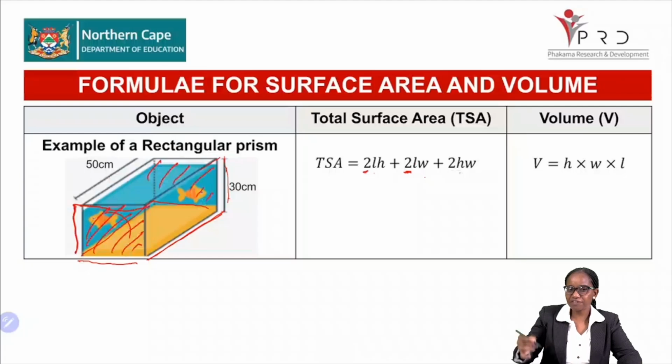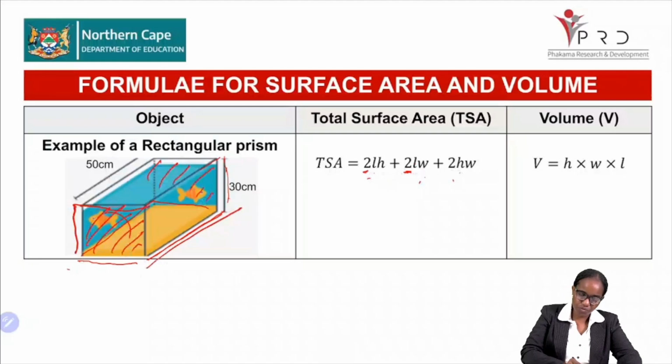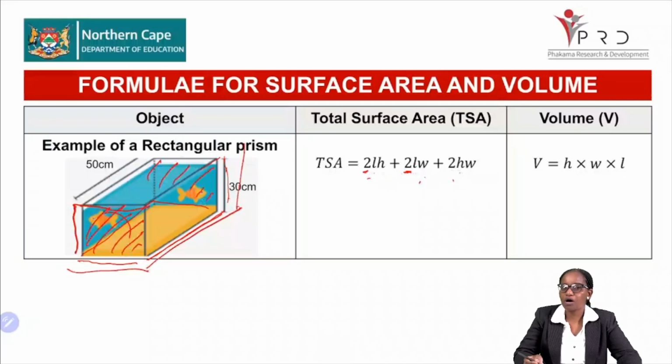So the total surface area will have 6 faces, but they are of different dimensions. So 2 of them have the same dimensions, and we add the total areas of those rectangles, and we get the total surface area of a rectangular prism. What about volume? Volume will be the length times the width times the height. It gives us the volume of our rectangular prism.